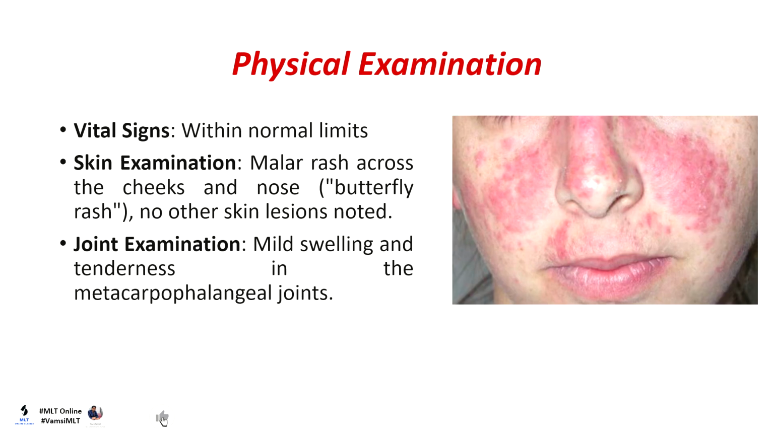Physical examination. Vital signs: within normal limits. Skin examination: malar rash across the cheeks and nose, butterfly rash, no other skin lesions noted. Joint examination: mild swelling and tenderness in the metacarpophalangeal joints.